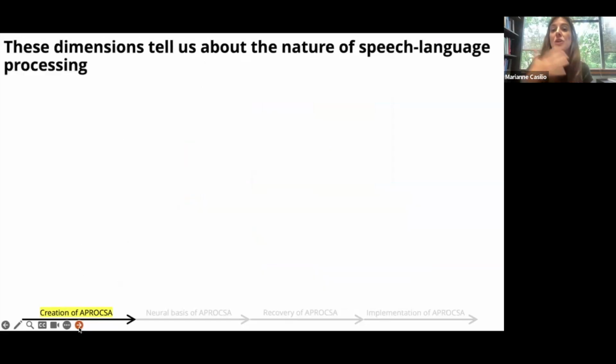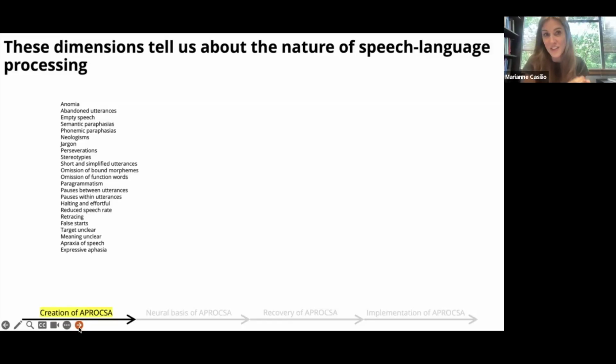So what we concluded overall was that these dimensions, and critically, the idea is that people don't just fit in one camp or the other. It's all about relative strengths and weaknesses across all four of them, but that these dimensions tell us something about the nature of speech language processing. And so what do I mean by that?